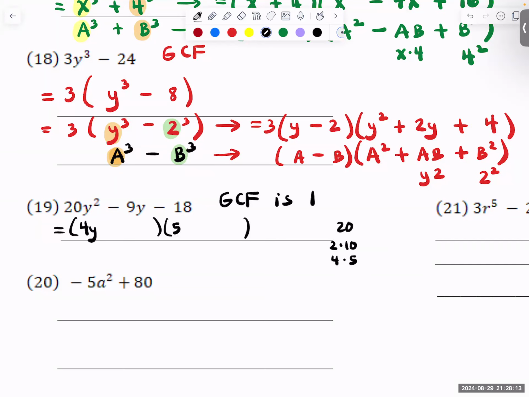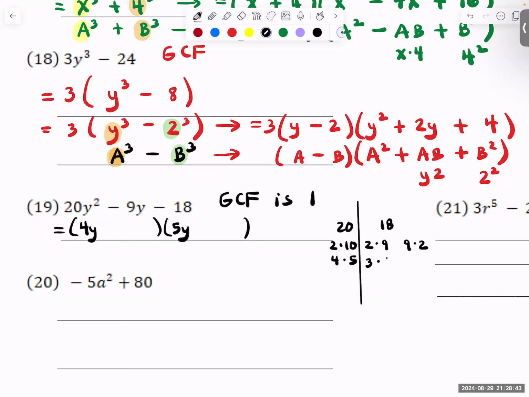4y times 5y is 20y squared. And 18 would be 1 and 18, 2 times 9, 9 times 2, and order does matter because the leading coefficient is not a 1. The leading coefficient is 20, so switching the order of these constants will make a difference.